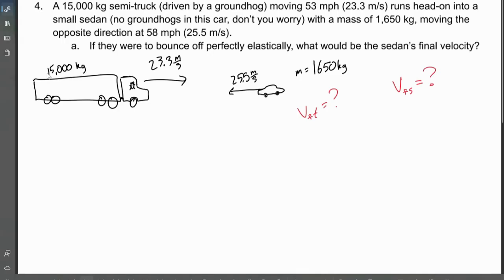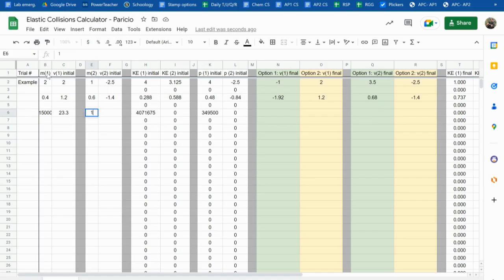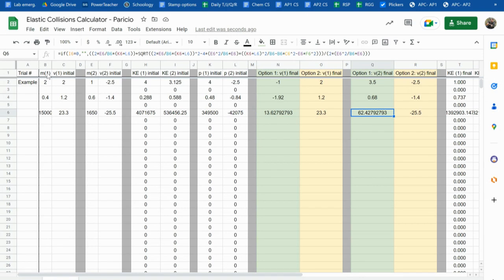So then if we put in the sedan, 1650 kilograms, but 25.5 meters per second in the opposite direction, which means negative 25.5. This one's just about 500,000 joules. So if we look over at our options, we've got either 13.63 or 62.43. That's one pair. The other pair would be 23.3 and negative 25.5.